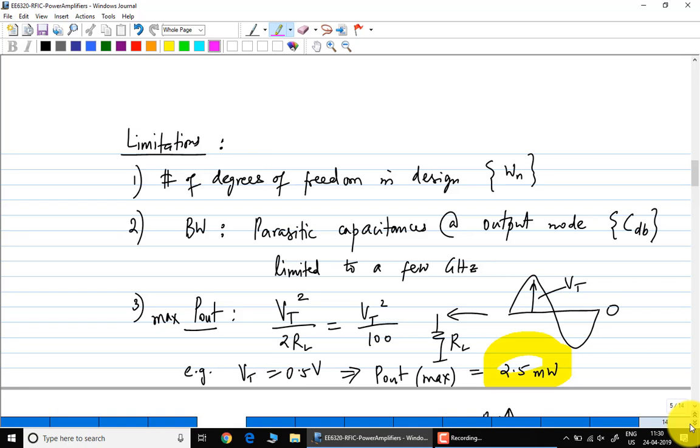The maximum output power that you can get from this circuit is VT squared by 2 RL. Basically, the maximum amplitude is VT, and the maximum RMS value is VT by root 2. So VT by root 2, the whole squared, times 1 over RL will give you the power. For typical values of VT, you can probably get a few milliwatts, not much more than that.